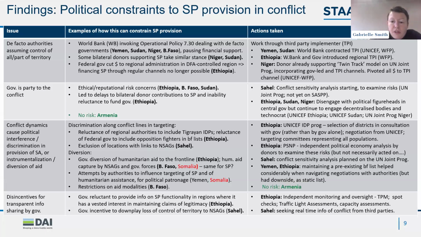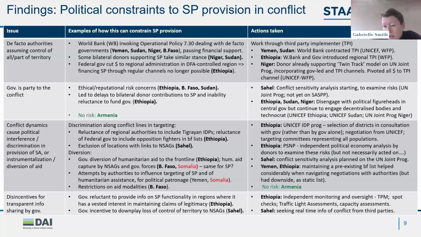In some countries, conflict dynamics have influenced government decisions on targeting. For example, there have been attempts to exclude some populations living in opposition regions or in areas hosting non-state armed groups. And government and armed groups have also been implicated in humanitarian aid diversion. This was the case in three countries: Ethiopia, Burkina Faso, and Somalia.